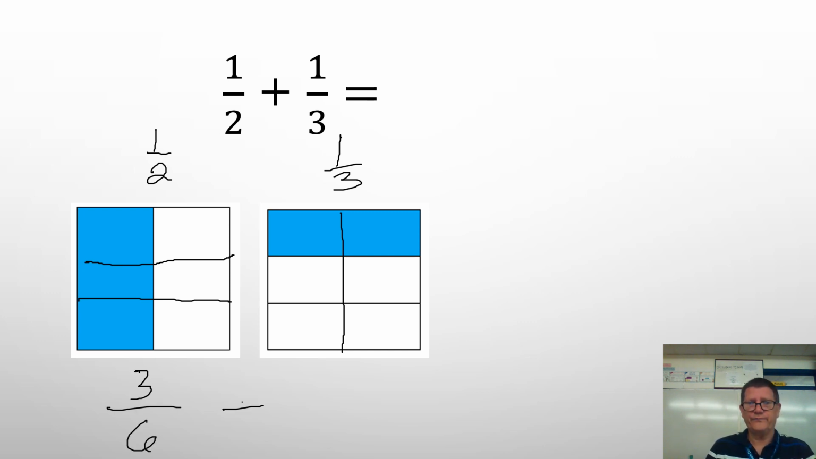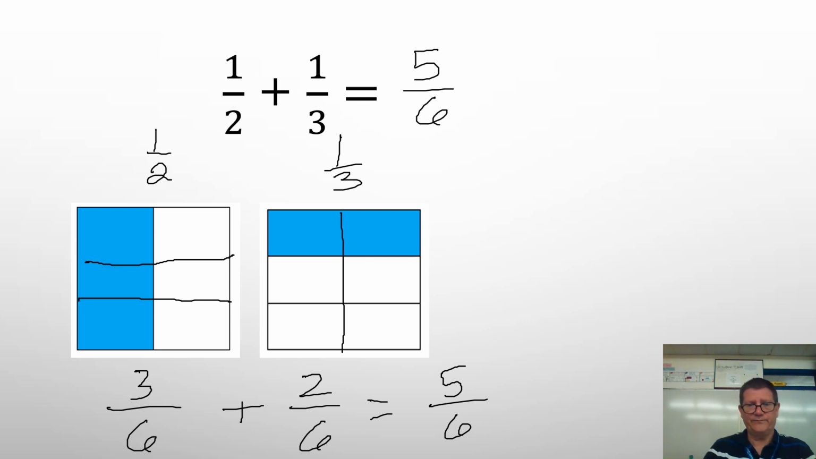Okay. Now on this one, we have 2 blue and a total of 6. So when we add these together, we got 5/6. So we can see up here that 1/2 plus 1/3 will equal 5/6.